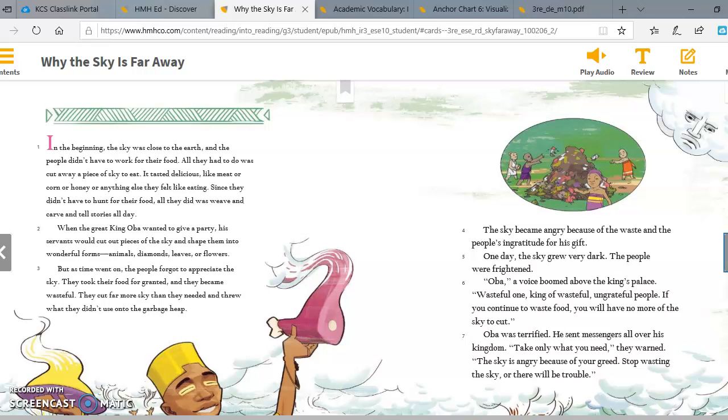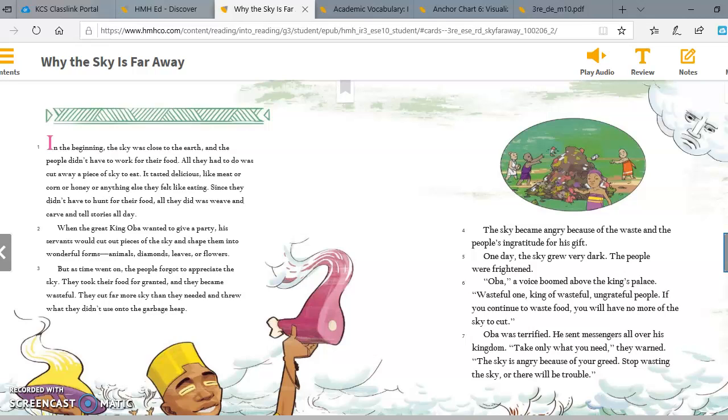day. When the great King Oba wanted to give a party, his servants would cut out pieces of the sky and shape them into wonderful forms. Animals, diamonds, leaves, or flowers. But as time went on, the people forgot to appreciate the sky. They took their food for granted, and they became wasteful. They cut far more sky than they needed, and they threw what they didn't use onto the garbage heap.